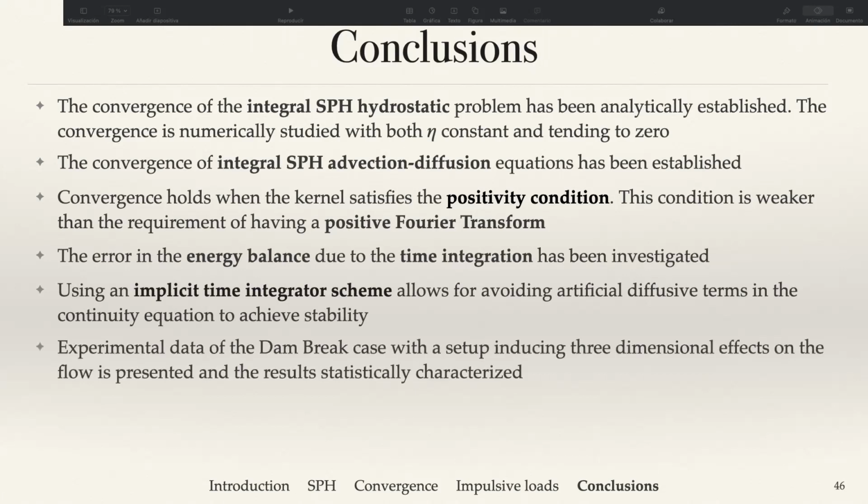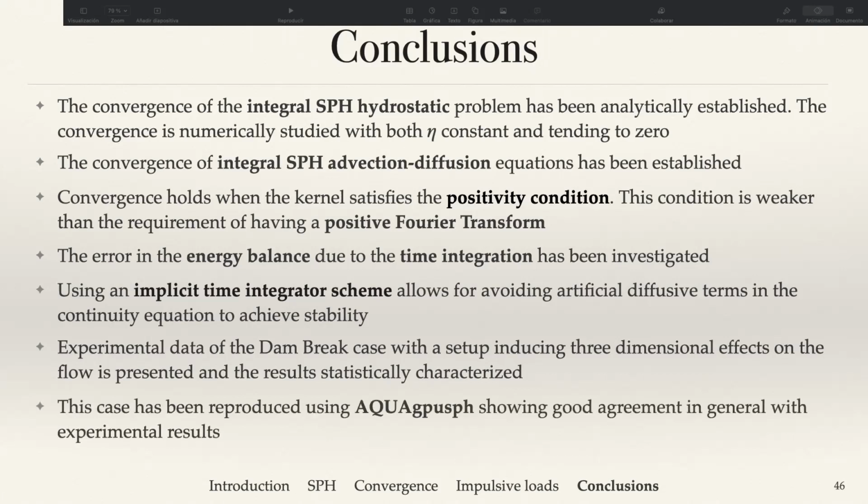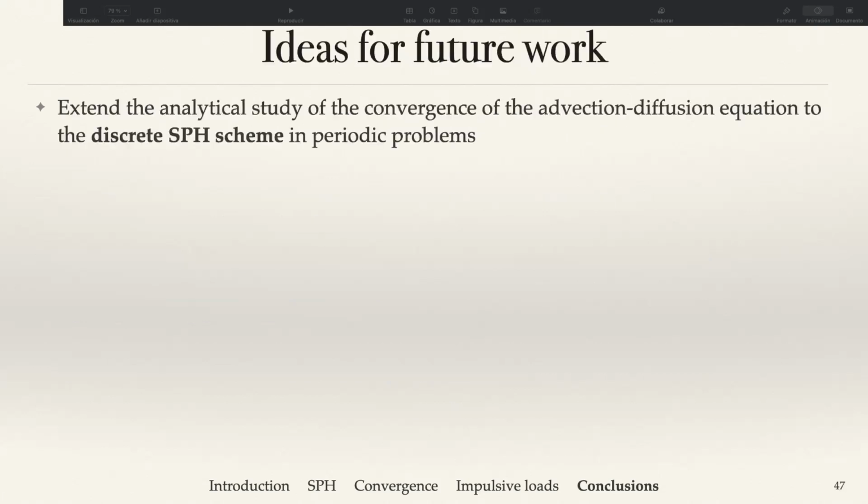Experimental data of the dam break case has been generated, and it has been statistically characterized. I'd like to mention the fact that this data will be publicly available once the mentioned paper is published. And also, the experimental case has been studied using AQUAgpusph, showing good agreement with experimental results in the case of the impulsive load, while other pressure records that are linked to other more complex phenomena are not well captured by the algorithm.